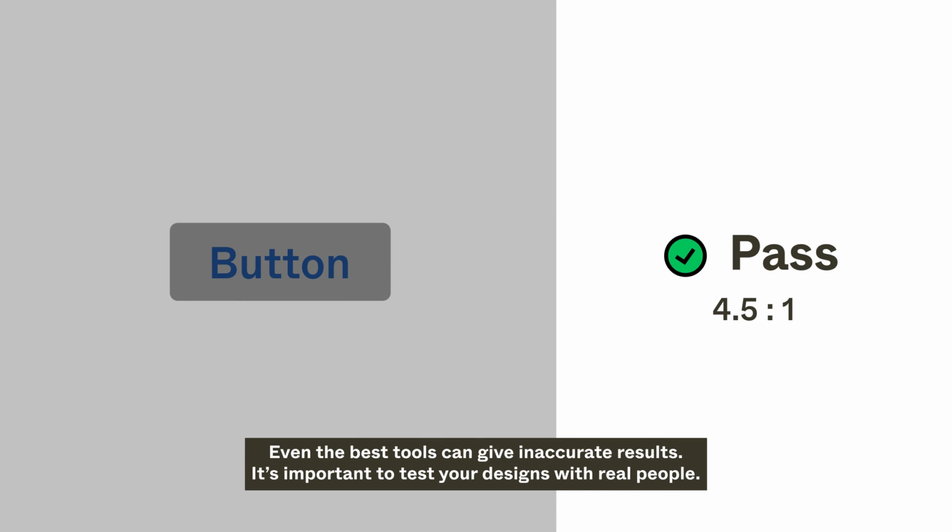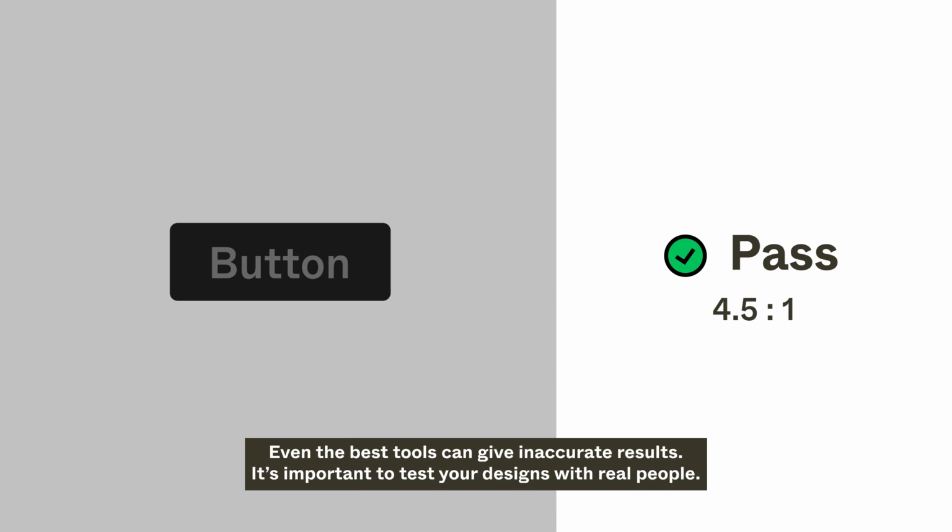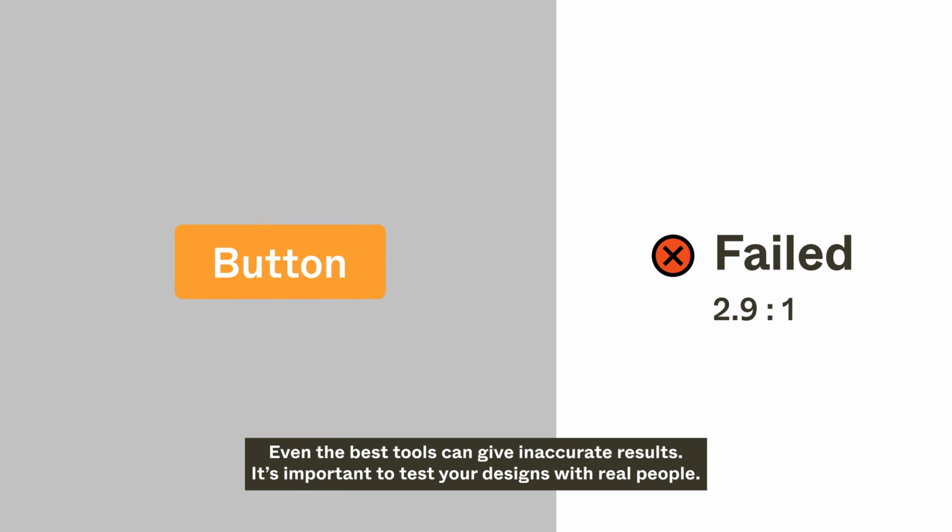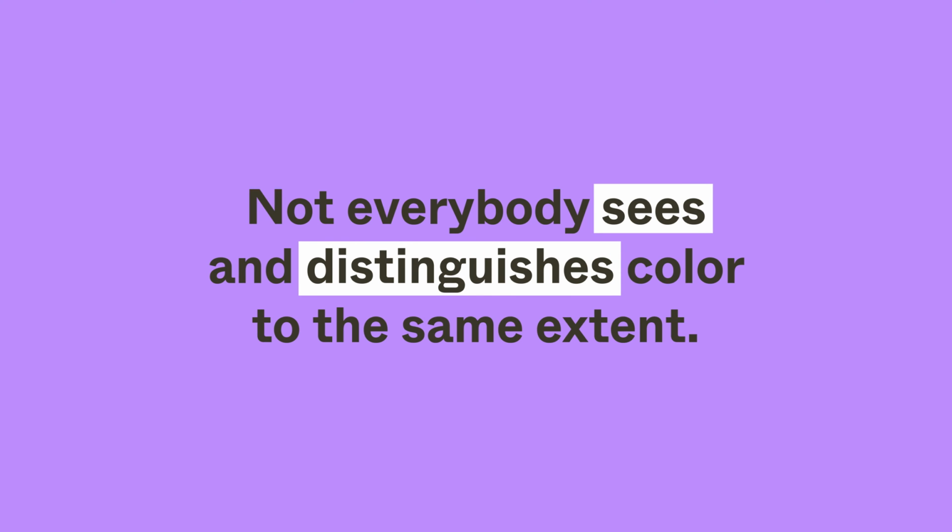This system isn't perfect, and sometimes you'll get results you might not expect. There's no substitute for testing your designs and getting feedback from actual people. Make sure to include people with different accessibility needs, especially those with assistive technologies. It's not just contrast that's important for accessibility. Not everyone sees and distinguishes color to the same extent. So we can't rely on color alone to communicate status or give meaning to elements. Consider adding a symbol, icon, or helper text in addition to color to better distinguish elements.